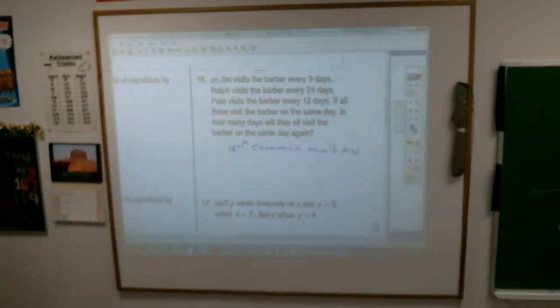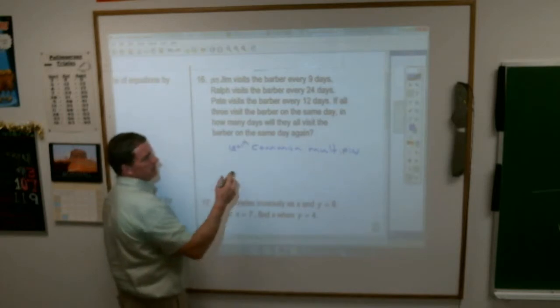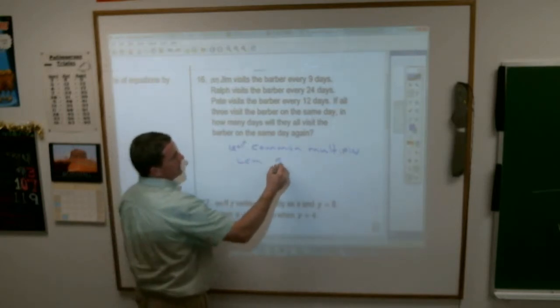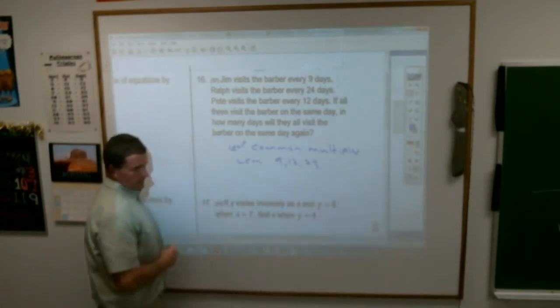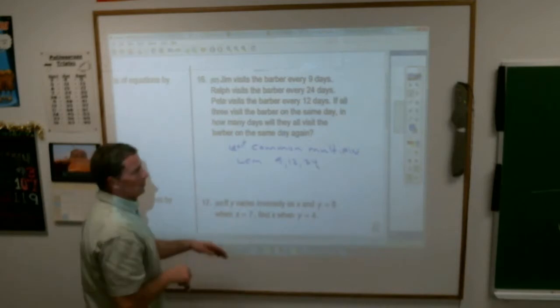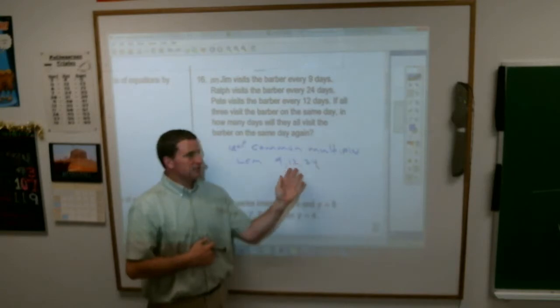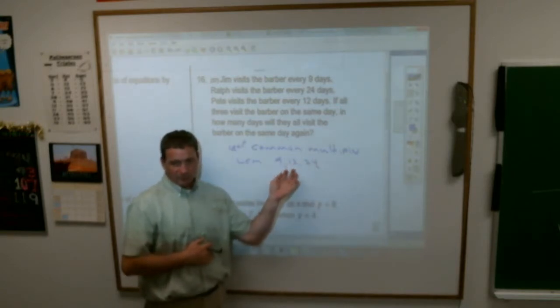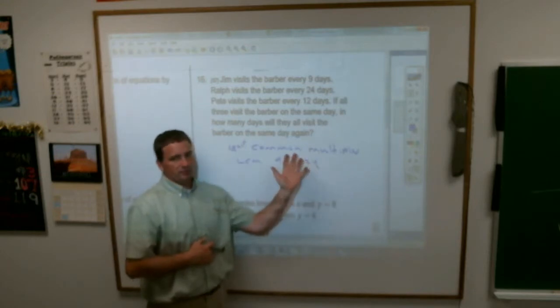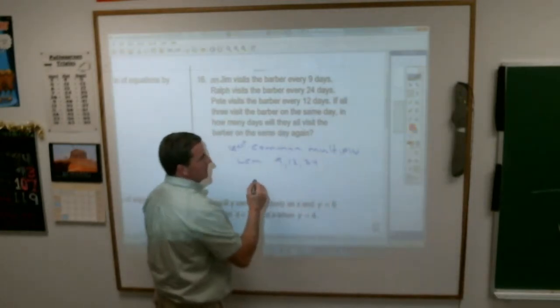Jim visits the barber every 9 days, Ralph visits every 24 days, Pete visits the barber every 12 days. If all three visit the barber on the same day, how many days will it be before they all meet the barber again? It is nothing more than the least common multiple of 9, 12, and 24. And if you remember, least common multiple and greatest common factor start off the same way. The easiest way to do it, by the way, is to count. That's what I do. But for this one it's not so bad because every multiple of 24 is going to be a multiple of 12, so you don't have to worry about that. You just need to figure out when 9 and 24 will happen at the same time. You could count, or you could do it this way, which would be pretty quick here. Prime factorize.